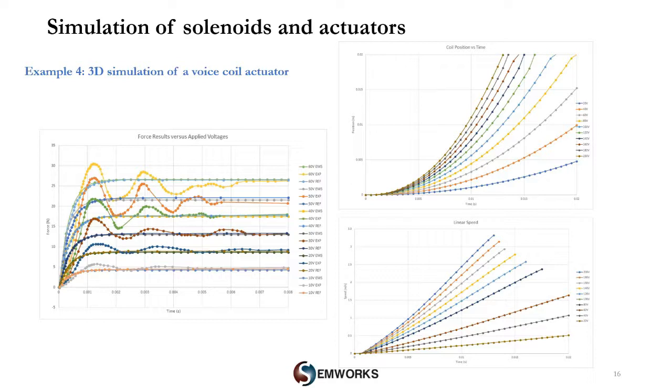At the right side we can see both linear displacement and speed versus time, at different applied voltages as well. The coil can reach its maximum stroke in a shorter time when the voltage is high. So we can increase the voltage to get a higher force, then a higher displacement, and maybe accelerate the motion of the coil.